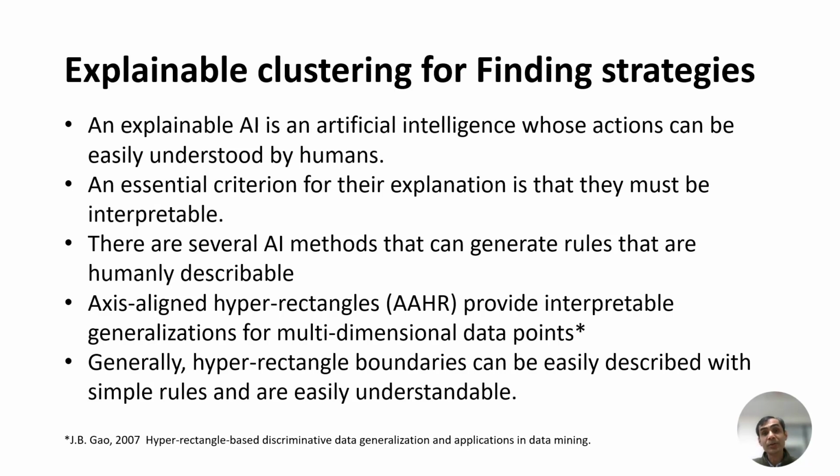The essential criterion for such an explanation is that it must be interpretable. There are several AI methods that can generate rules that are humanly describable. Axis-aligned hyperrectangles is one such method that provides interpretable generalization of multi-dimensional data points. Generally, hyperrectangle boundaries can be easily described with simple rules and are easily understandable.